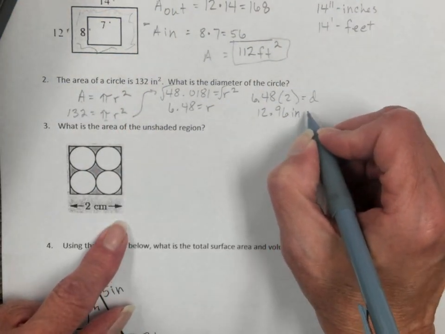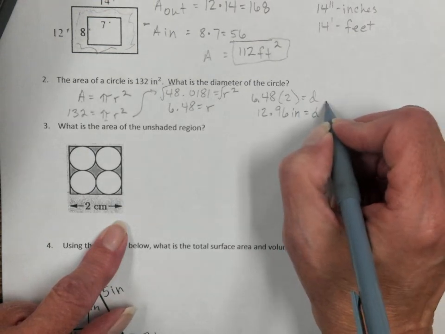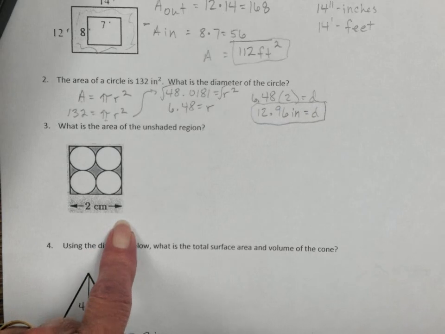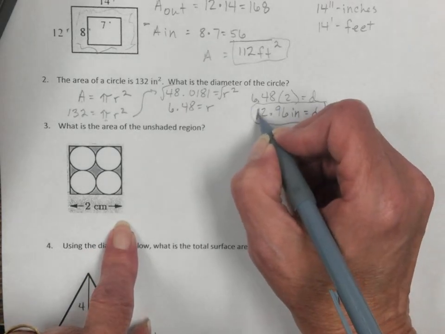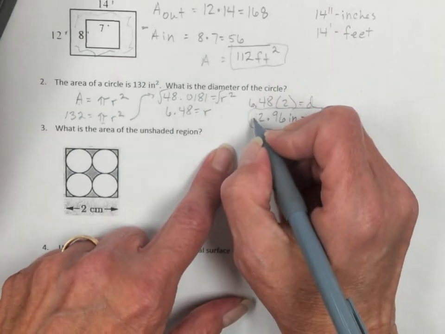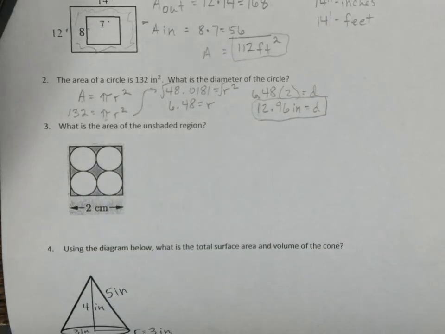Inches equals diameter. Now, it's not squared because this is a length, not an area. Okay? Alright, whoops, I'm making it worse. Hold on. 12.96.